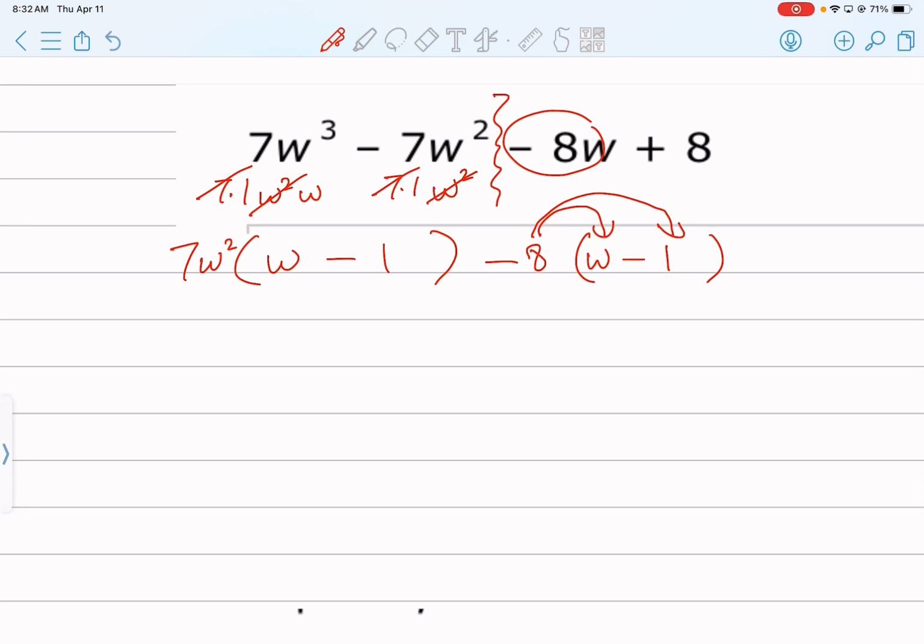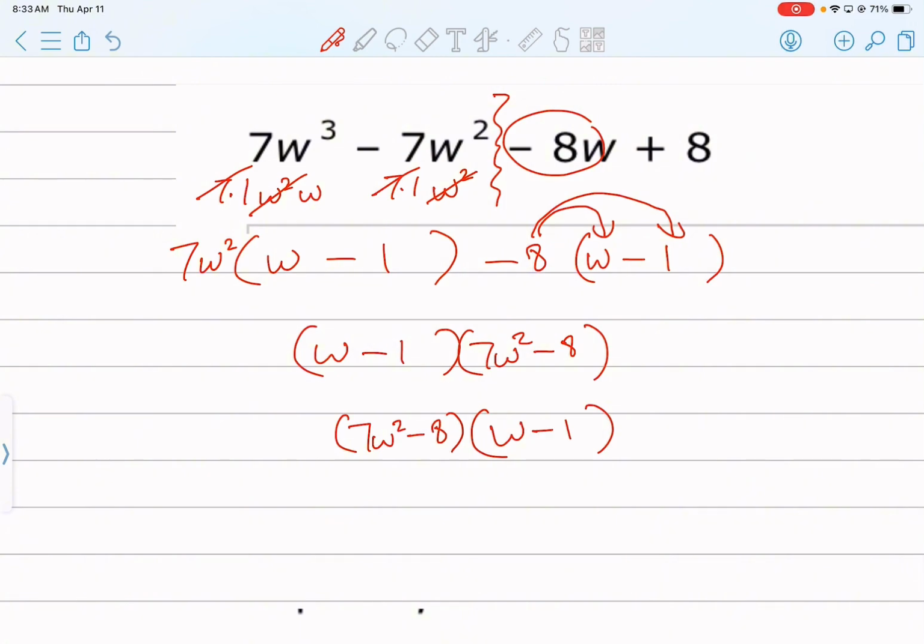Now, what is my final answer? 7W squared minus 8, times W minus 1. Or you can write it as W minus 1 times 7W squared minus 8. You have to write it squared, yes.